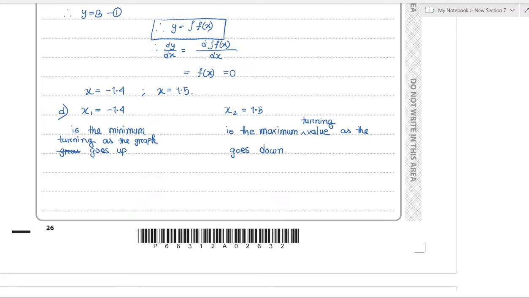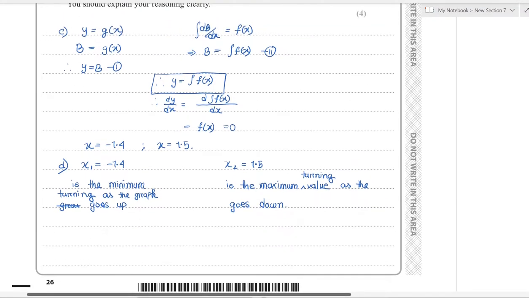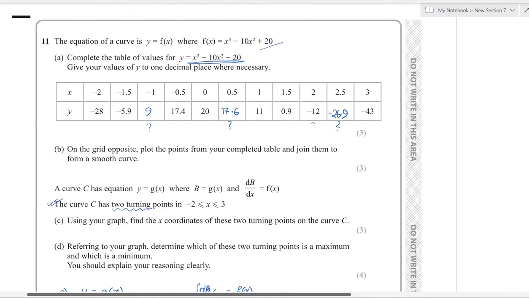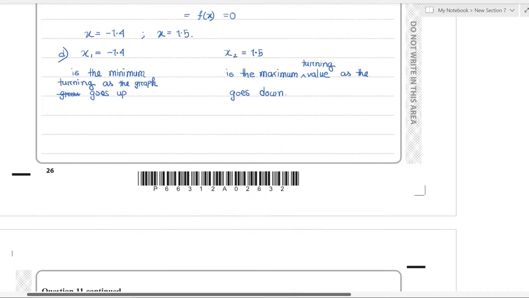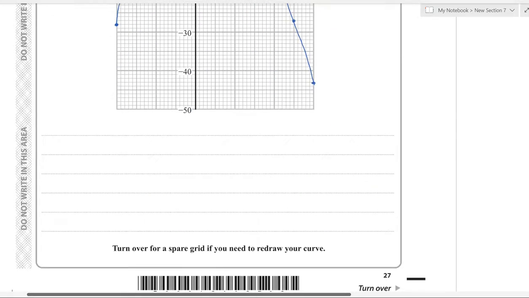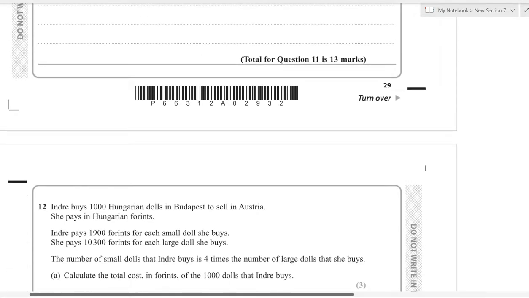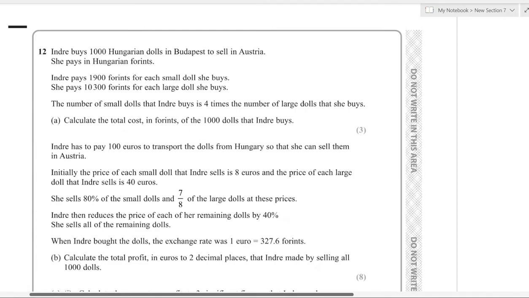So with this, our question number 11 ends. I hope question number 11 was clear enough for you all to understand. Moving to the last question of this paper, that is question number 12. Question number 12 is about the exchange rate, foreign exchange, maths.